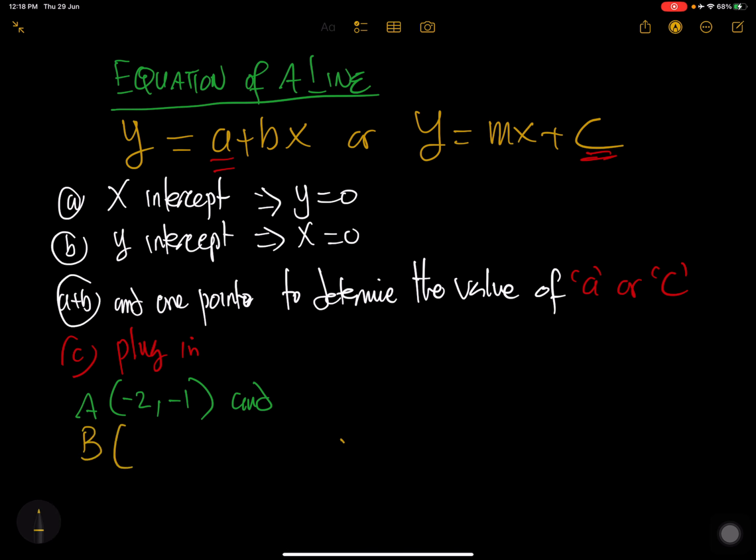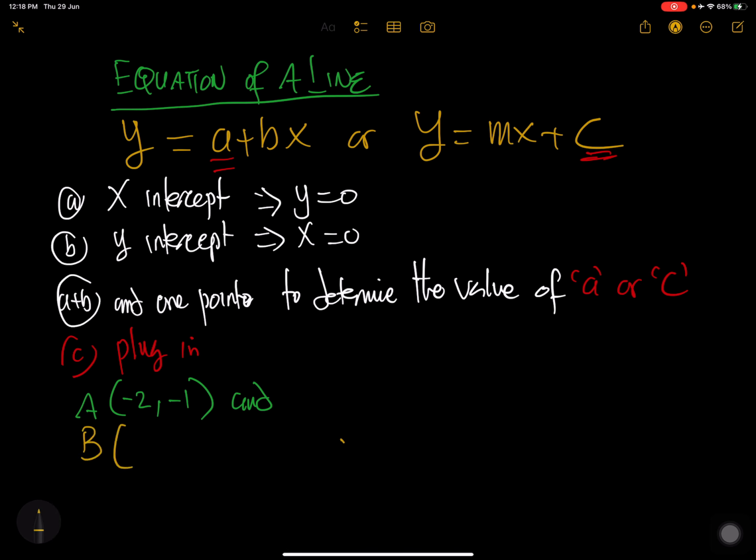So remember that we said the first thing is to find the x-intercept, which is when y is 0. For the x-intercept when y is 0, the first thing we've got to do is to look for the gradient. Let's say the first thing is to calculate the slope or the gradient.